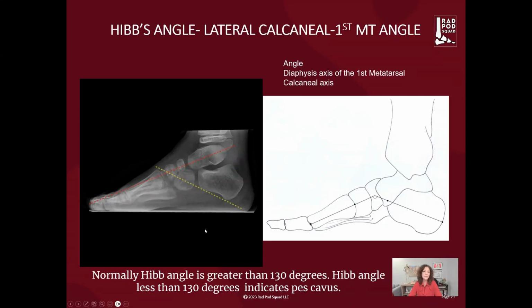Let's talk about the Hibbs angle, lateral calcaneal first metatarsal angle. This is a really important angle. It's important for us to see in Pes Cavus. It's been shown to be a reliable angle in assessing Pes Cavus. And for the Hibbs angle, it's the lateral calcaneal angle compared to the first metatarsal angle. And we can see that normally the Hibbs angle is greater than 130 degrees, and a Hibbs angle of less than that may indicate Pes Cavus.